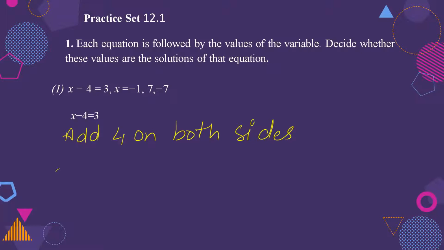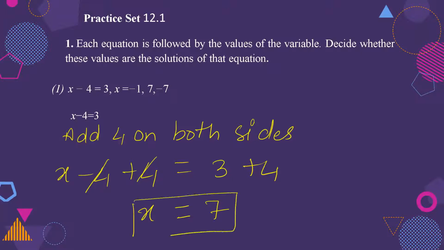So our equation will be x minus 4 plus 4 equal to 3 plus 4. On your left hand side, minus 4 plus 4 get cancelled. You'll be left with x, and 3 plus 4 is 7. So x is equal to 7, and we can say that x is equal to 7 is the solution of the given equation.